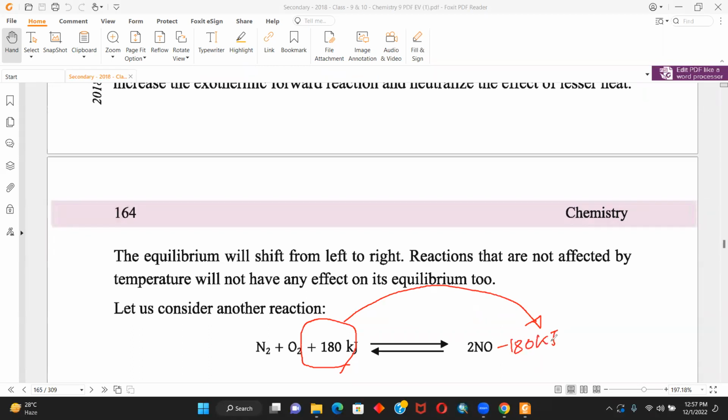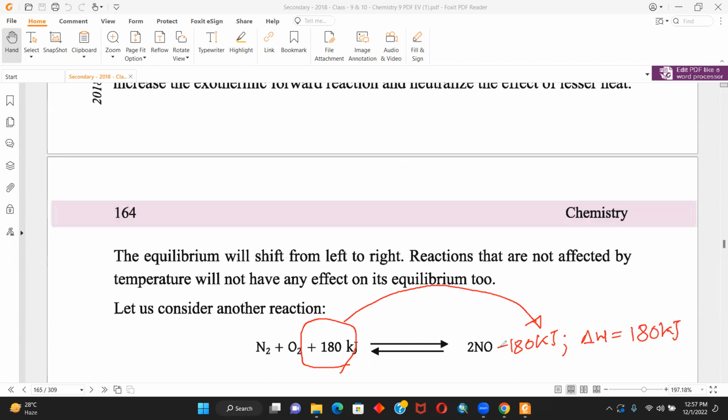Now, what are the implications of that? It means that after producing the product, 180 kilojoule will be absorbed in the system. If it was with the addition sign, then it would have been released, but in this case, heat will be absorbed in the system. And if you want to represent it with delta H, then you just have to change the sign. That is plus 180 kilojoule.